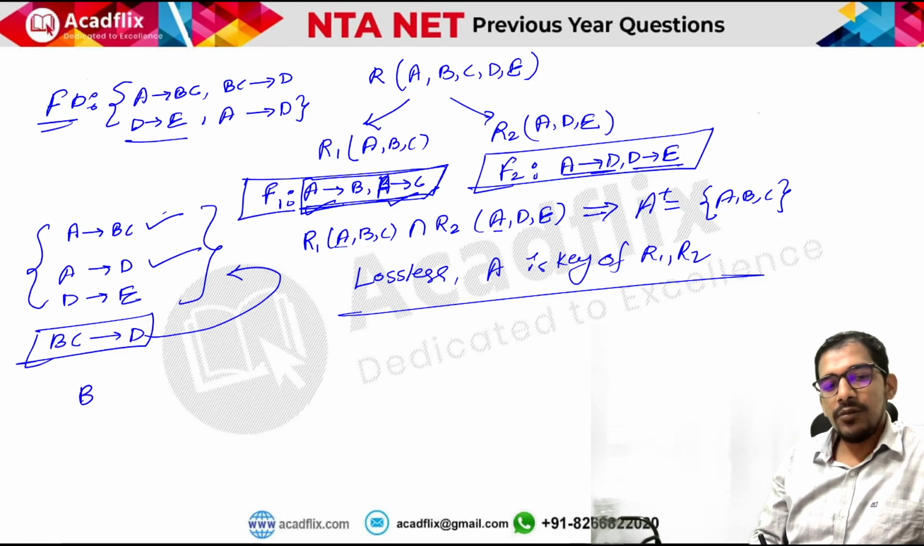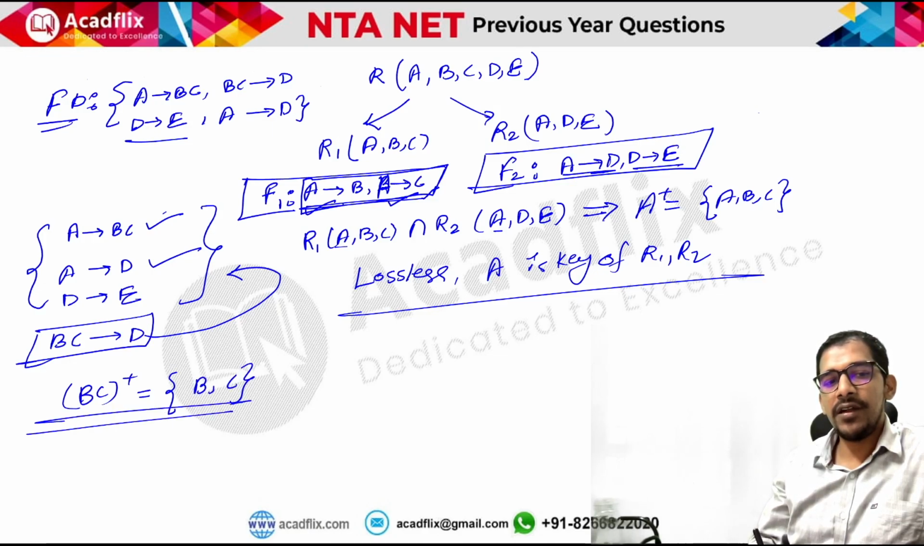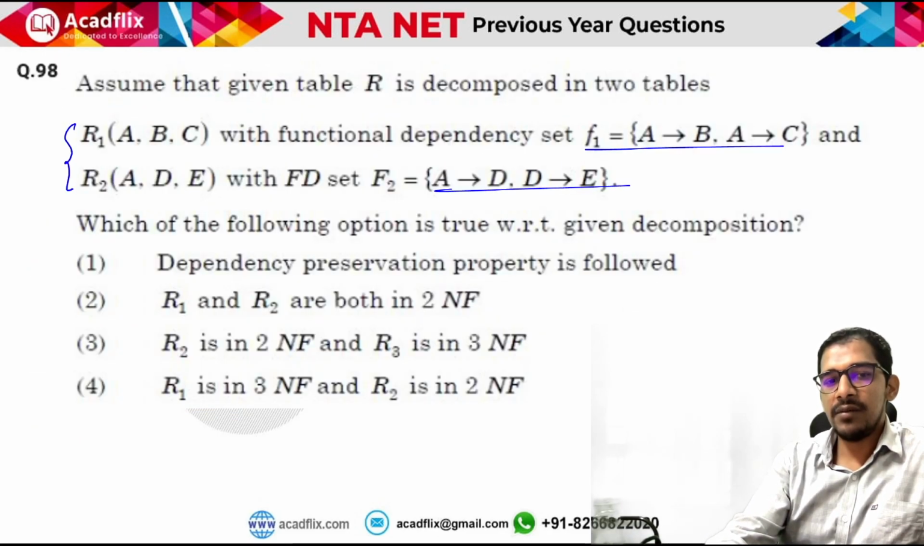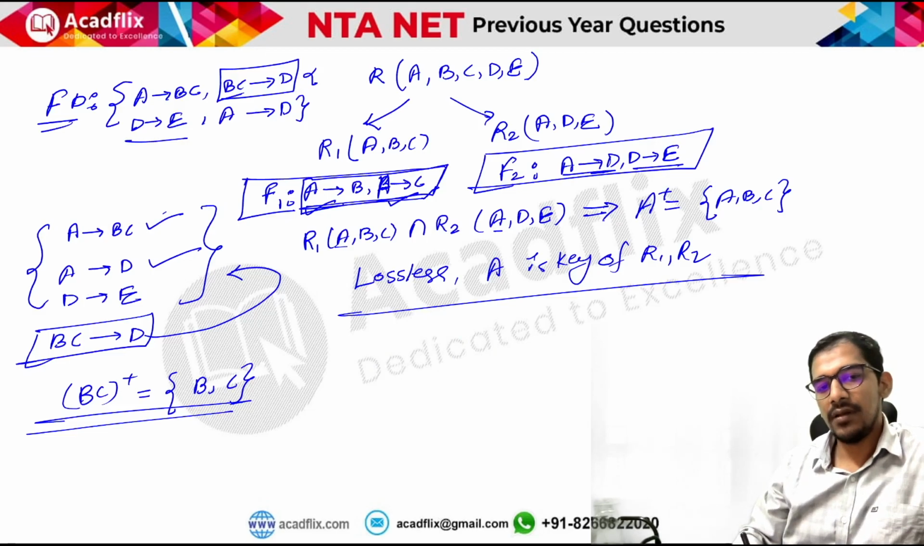Just take the closure of BC from this set. If you take the closure of BC from this relation, you will see that BC will give you only BC. So that means BC is not implying D. This simply means that BC tends to D is not preserved. This means that this decomposition is not dependency preserving.